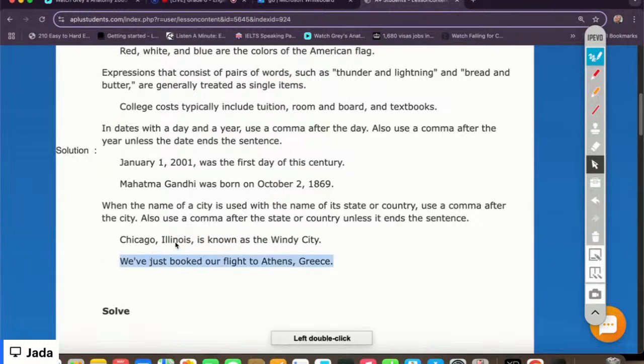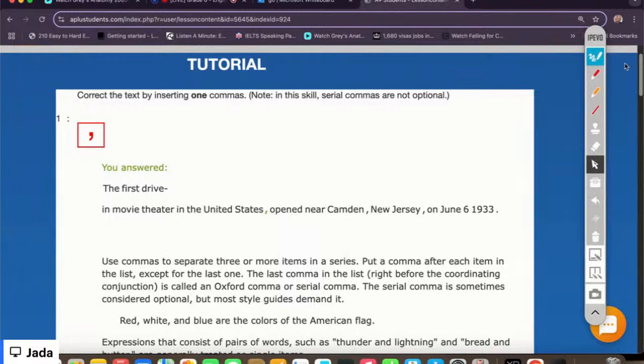So just like Chicago, Illinois, then we have the comma here in between them. It's known as the Windy City. Because it's like a continuation to another sentence, you put a comma after Illinois. Then we have, we just booked our flight to Athens, Greece. Now you can see that Greece ends the sentence, so no need to add a comma because it's ending. But of course, you have to put a comma in between the city and country. Okay, let's look at some examples.